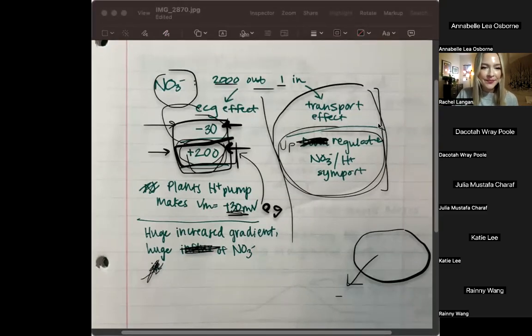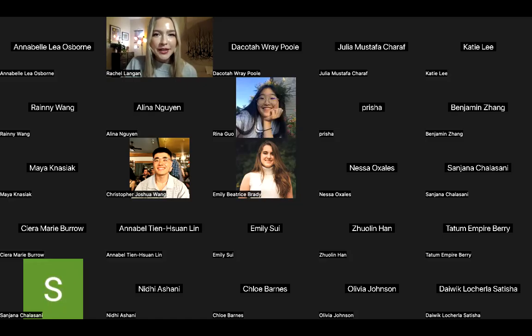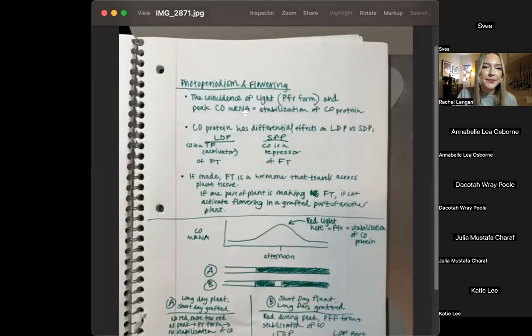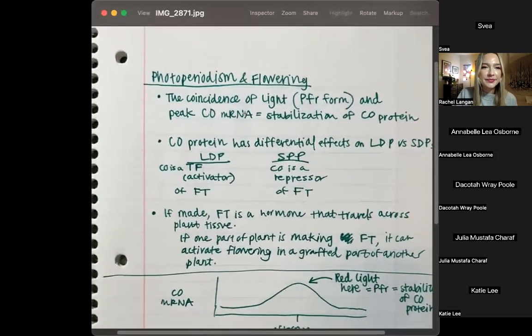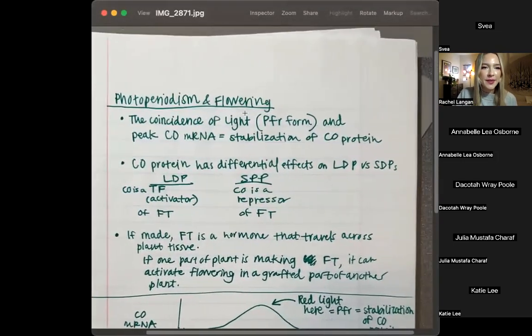All right. Then we get to our last one. This is my last page and we're done. Okay. And hopefully I didn't write anything incorrectly on here. We'll find out. Okay. Photoperiodism and flowering.